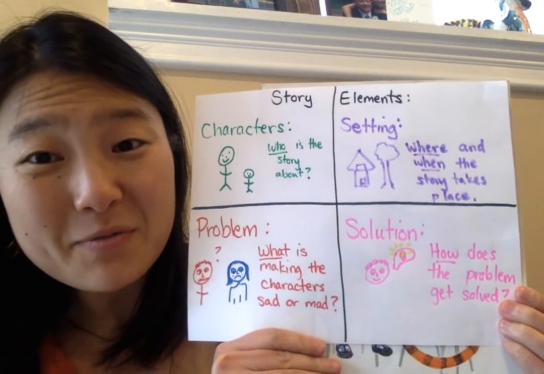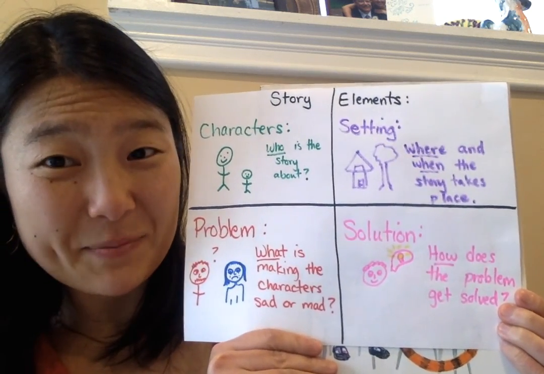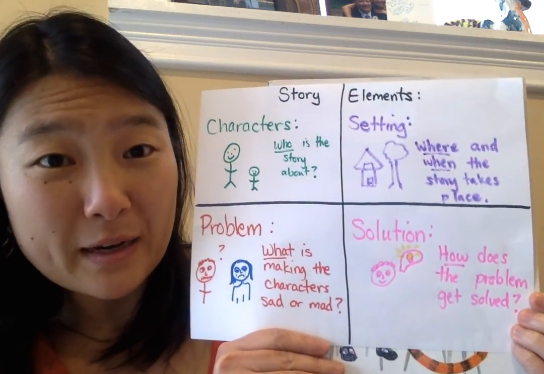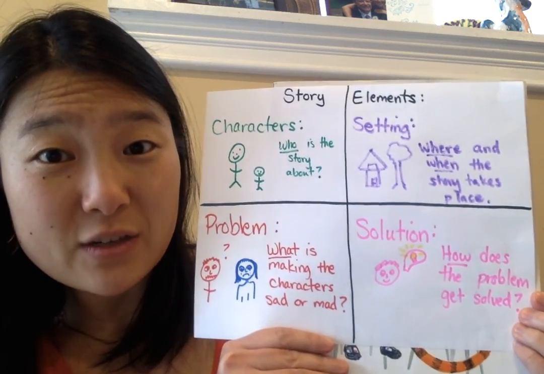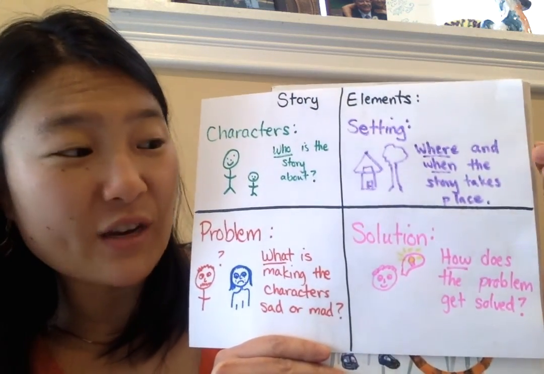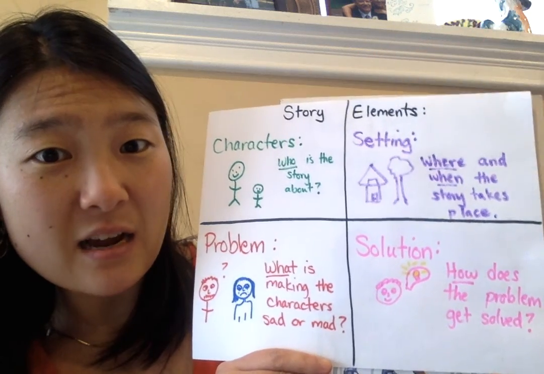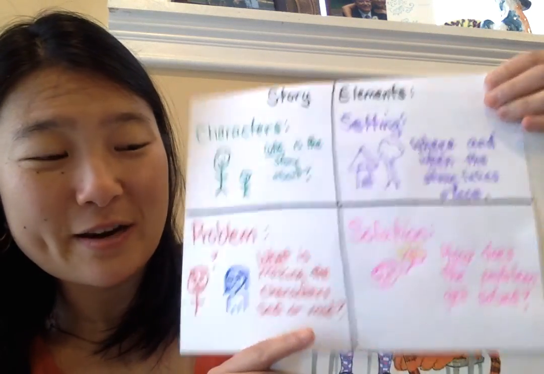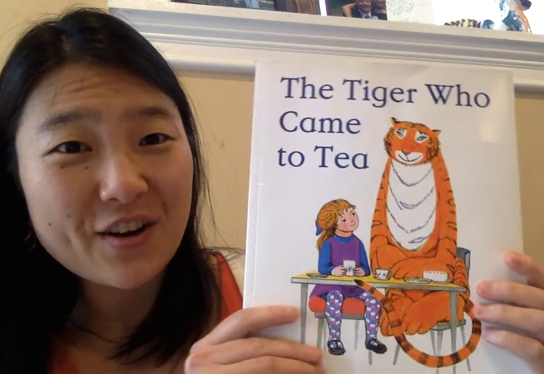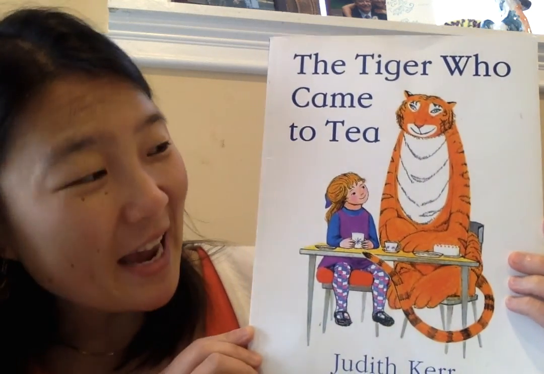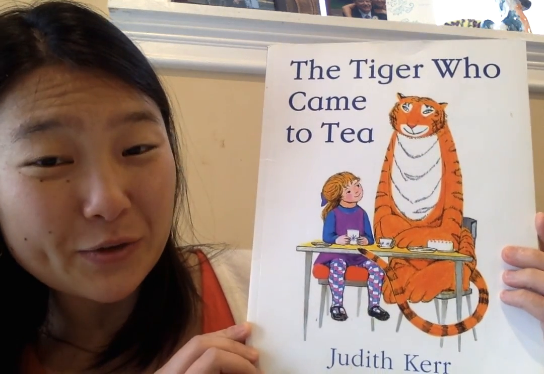So today we're going to read a really silly story that will help us look at the different story elements and help us figure out the characters, setting, problem, and solution of this story. And today's story is called The Tiger Who Came to Tea by Judith Kerr.